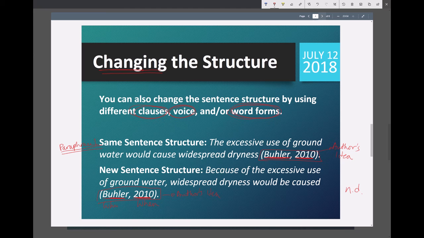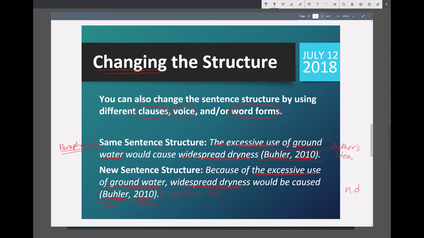Okay, let's take a look. The excessive use, those are the same. Of groundwater, that's the same too. Widespread dryness, that's the same. This would, I would circle that.